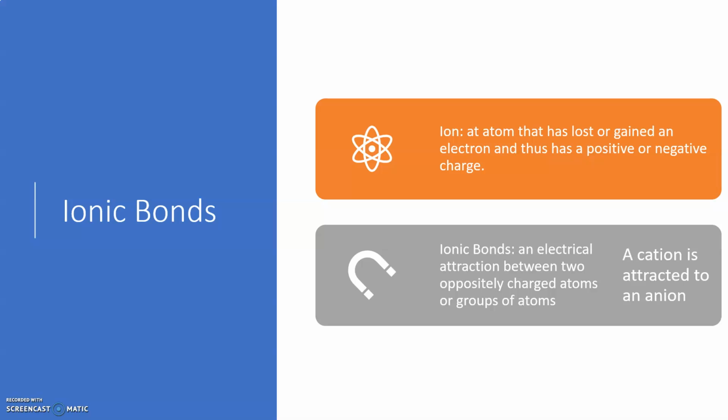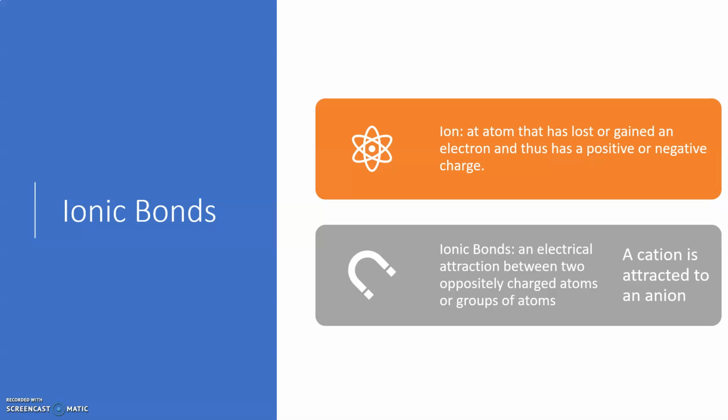In an ionic bond, the atoms are held together by opposing charges. They are made of ions. An ion is an atom that has lost or gained an electron and thus has a positive or negative charge.